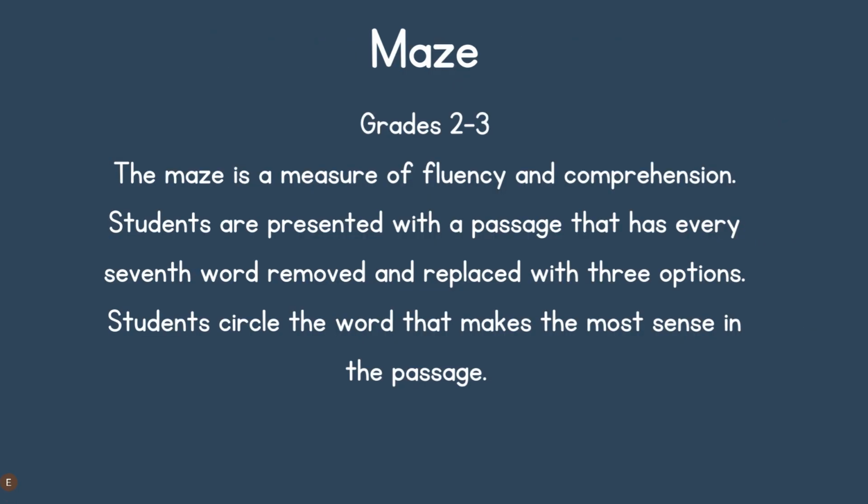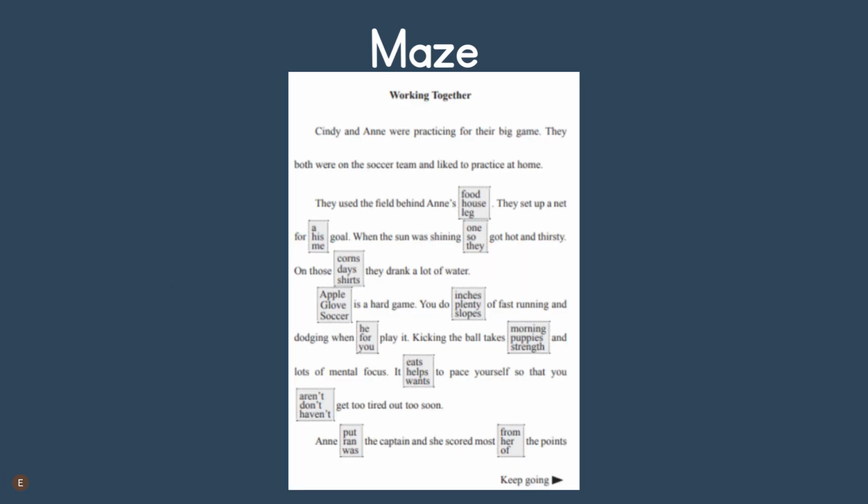The maze is done in grades 2 and 3. The maze is a measure of fluency and comprehension. Students are presented with a passage that has every 7th word removed and replaced with 3 options. Students circle the word that makes the most sense in the passage. Here's a sample of one page of a story a 2nd or 3rd grader might be asked to read.